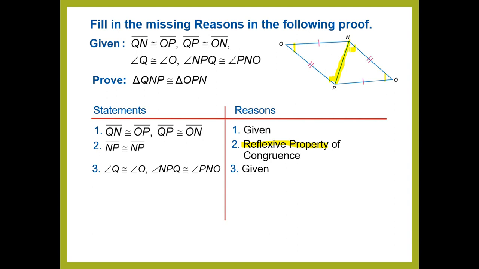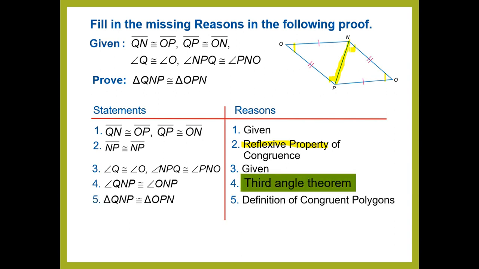Well, we know that two angles are congruent to each other, so we can say that this third angle, QNP and ONP, are congruent using the third angle theorem. Again, it wanted us to prove that triangle QNP is congruent to triangle OPN. Well, we can say that because of the definition of congruent polygons. We could also say CPCTC.